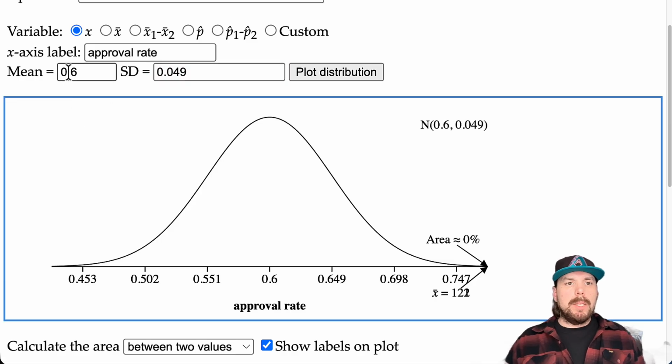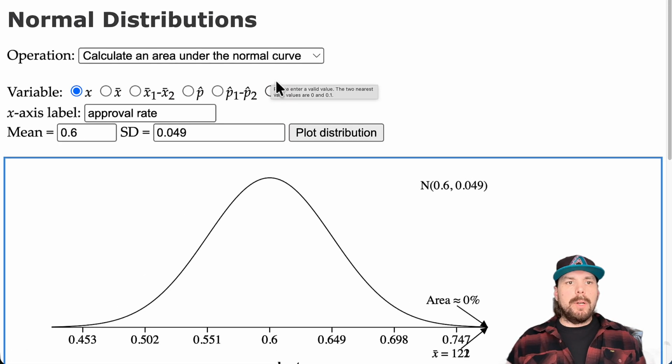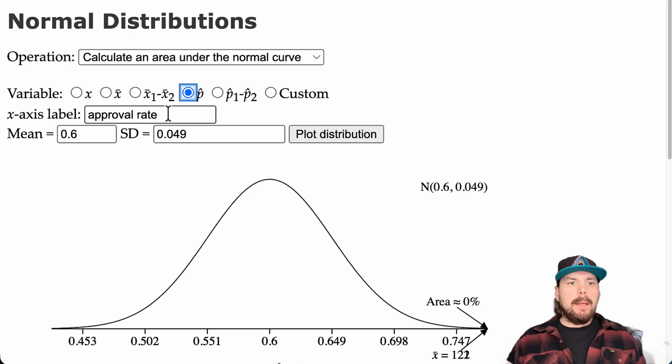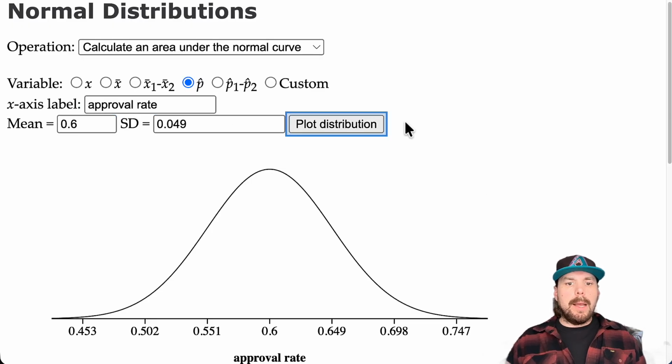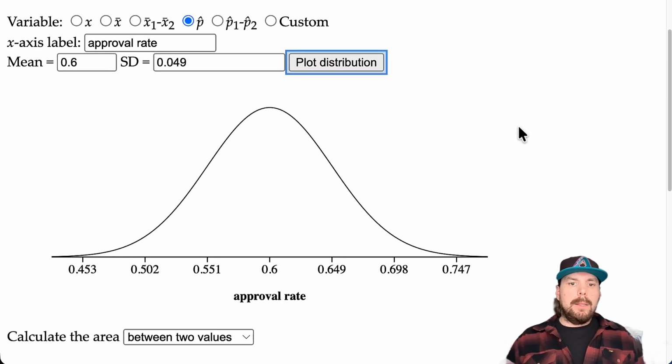So I've got my mean of 0.6, standard deviation of 0.049. I'm plotting the variable p-hat with an x-axis label of approval rate or approval rating. And now when I plot that, I see what these similar samples would rate at for approval ratings. We can see out to 3 standard deviations on this curve, going out to 0.453 on the left and 0.747 on the right. So a pretty good range of results that could happen with similar samples to this one. These can be used to come up with confidence intervals and things like that.